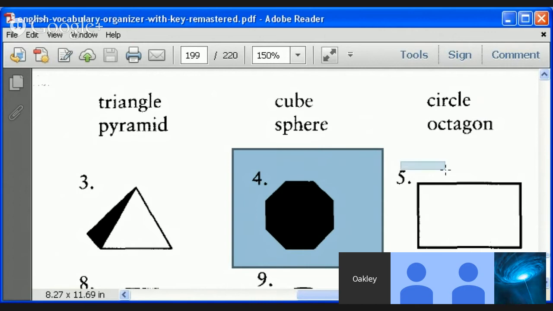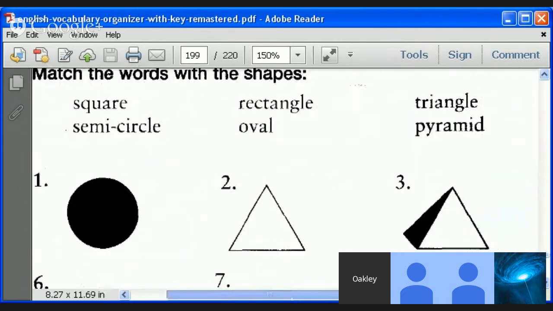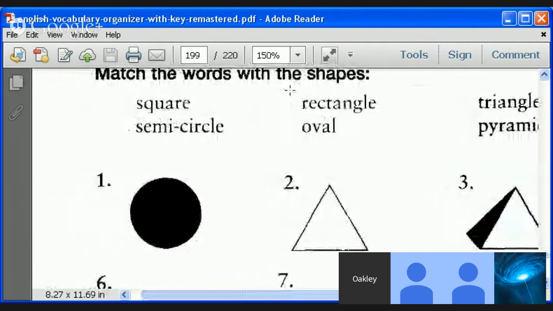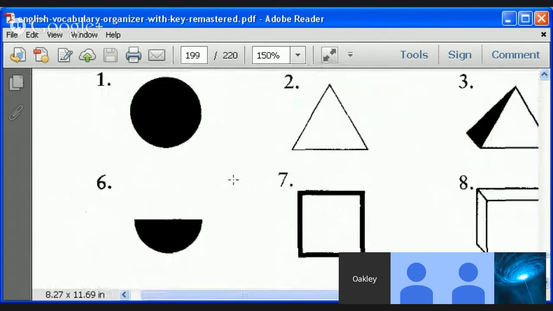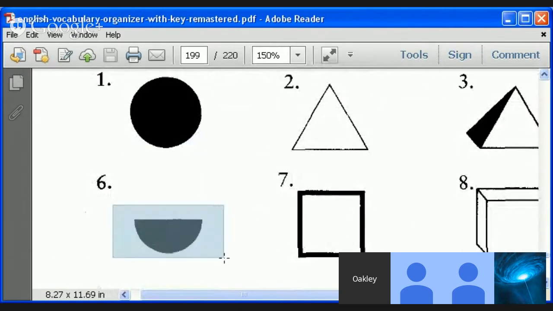Claudio, what's shape number 5 here? Rectangle. Yes. Rectangle. There it is. Okay. Very good. Natalia, how about number 6? What is this? Semicircle? Semicircle. Very good. Excellent.